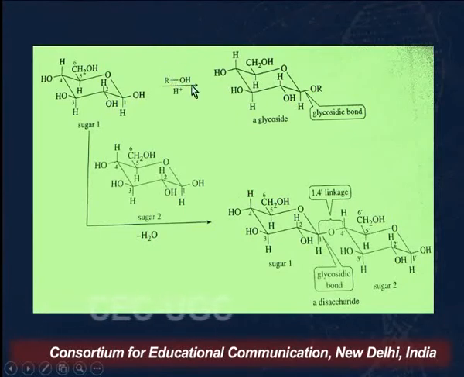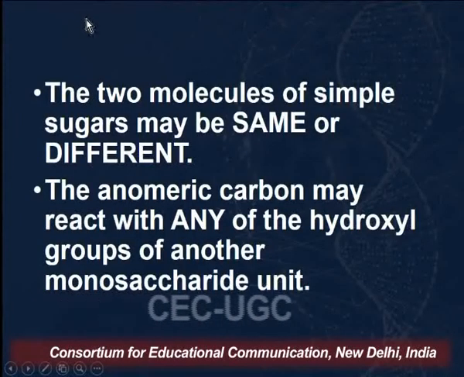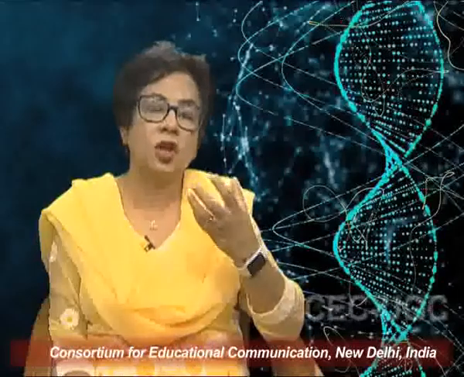Now say instead of taking a simple alcohol here, we take another molecule of a monosaccharide. Now this will act as an alcohol molecule. So this anomeric OH will react with any of the OH of the second molecule, resulting in a glycosidic linkage here, and what we'll get here is a disaccharide.